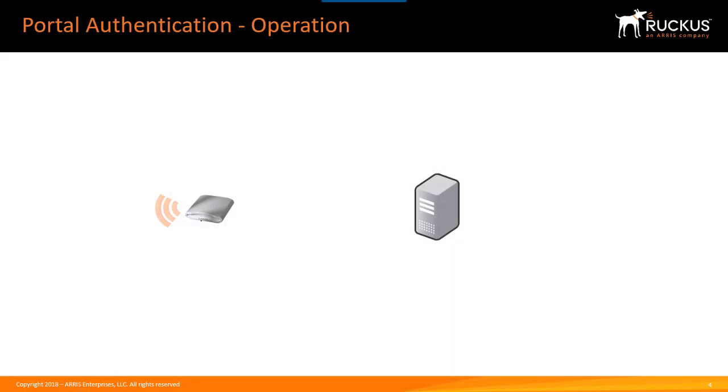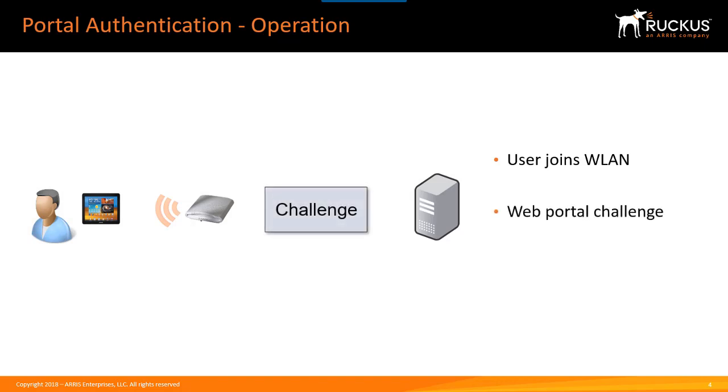What authentication portals do is they present a login prompt to the user. So here's how they operate. A user will join the WLAN. Then the user will be challenged to provide either user credentials or a valid passcode. Once the user enters the details, which are then passed to the server for verification, if the user has a valid account or a guest passcode, they're allowed to continue. Pretty simple, right?